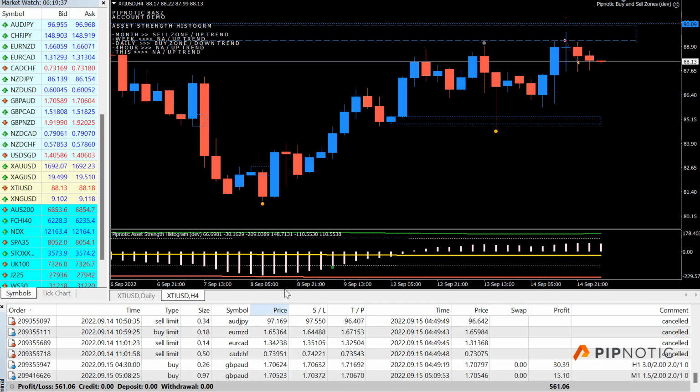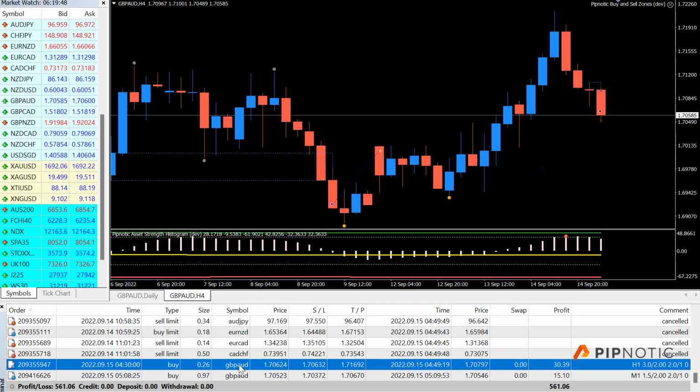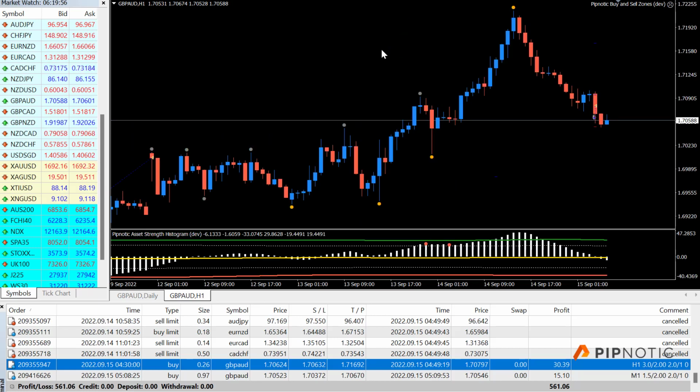What else? And then we have this here. So this is the pound Aussie, a short or a buy. This is a tiny one. This is a 1 hour chart. Okay, and this was a reaction.